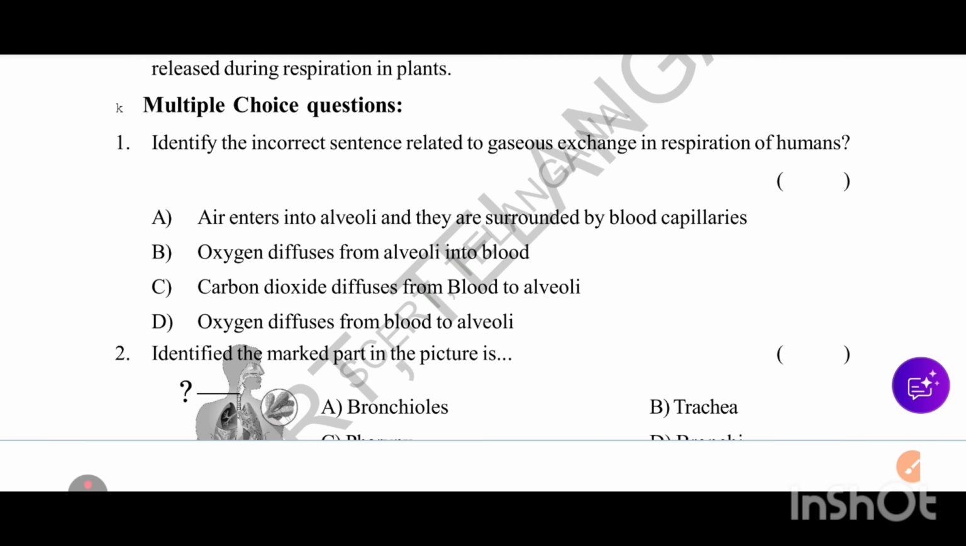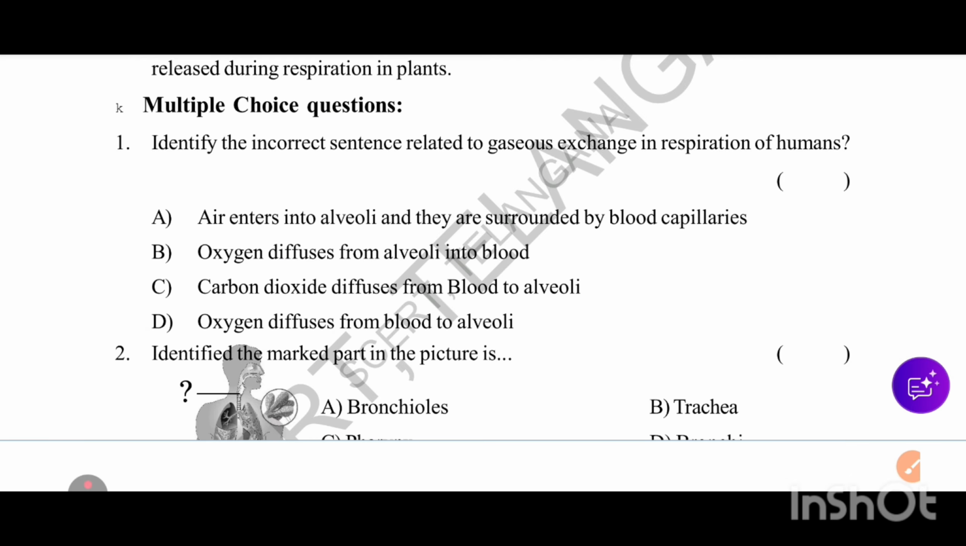Next, identify the marked part in the picture. The marked part in the picture is clearly shown. It is B. It is not bronchioles, it is not pharynx, it is not bronchi. The right option is trachea. I hope you understood this bit.